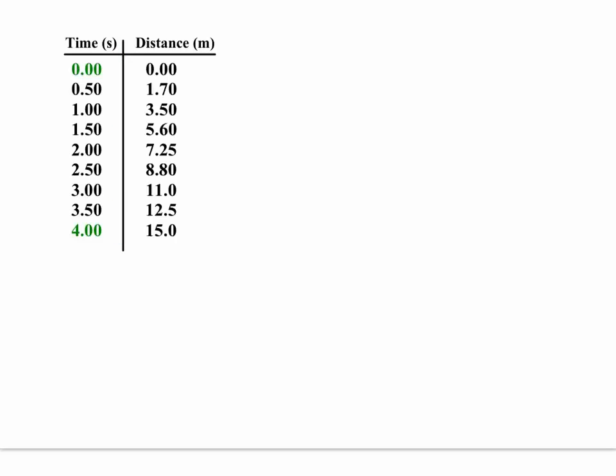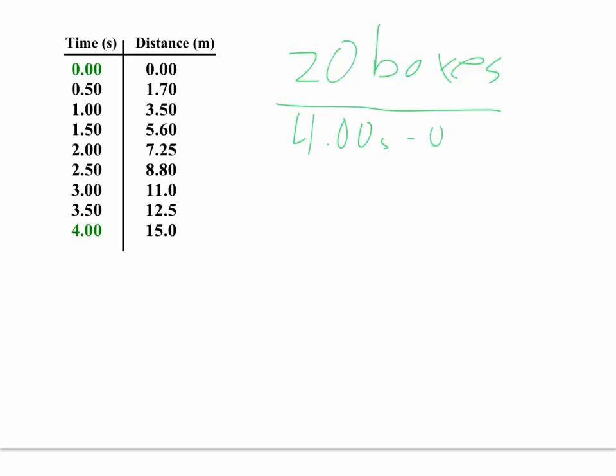I know I have 20 boxes across the horizontal axis of my graph. That's how much space I have to work with. And to get the range of my data, all you have to do is subtract your minimum value, which is 0 seconds, from your maximum value, which is 4 seconds. This is useful to note because graphs don't always start at 0, 0.